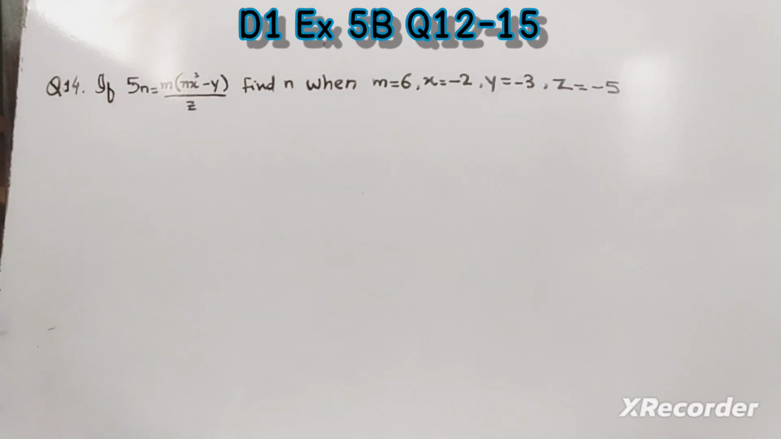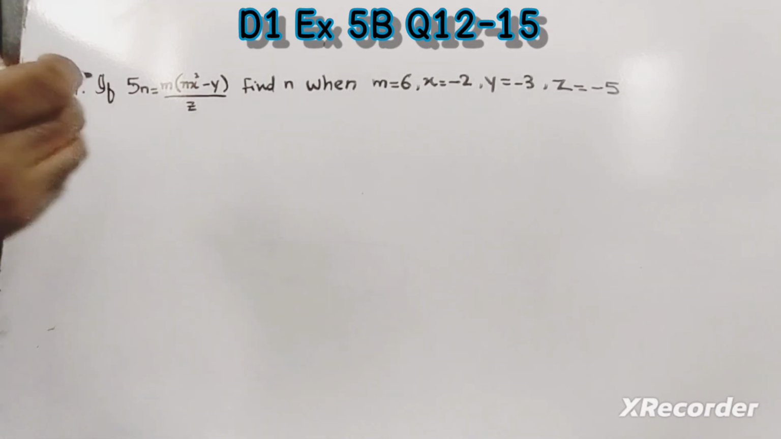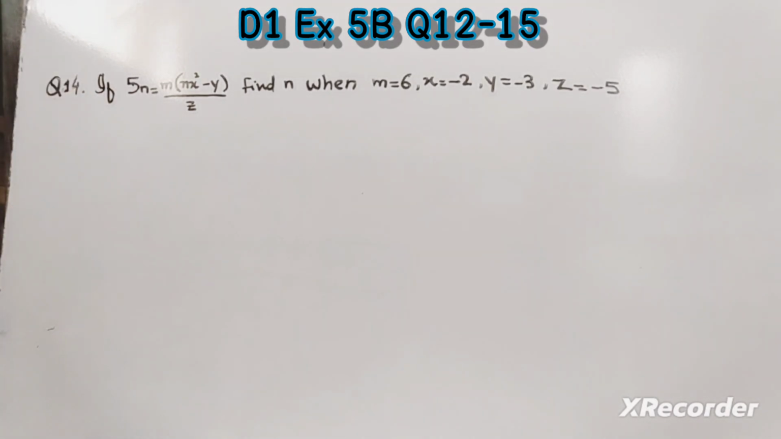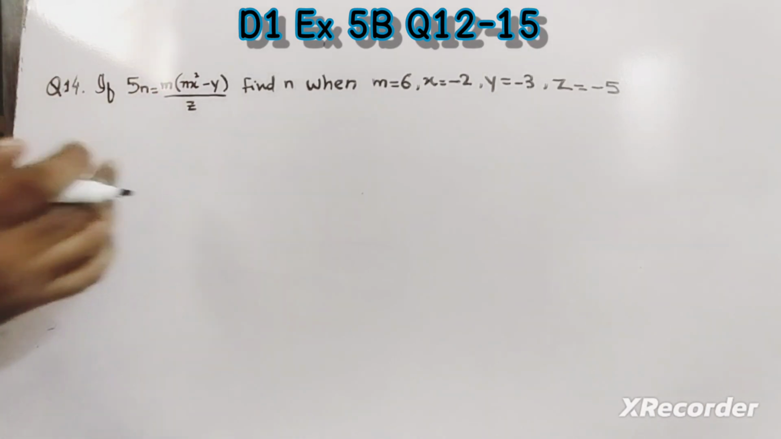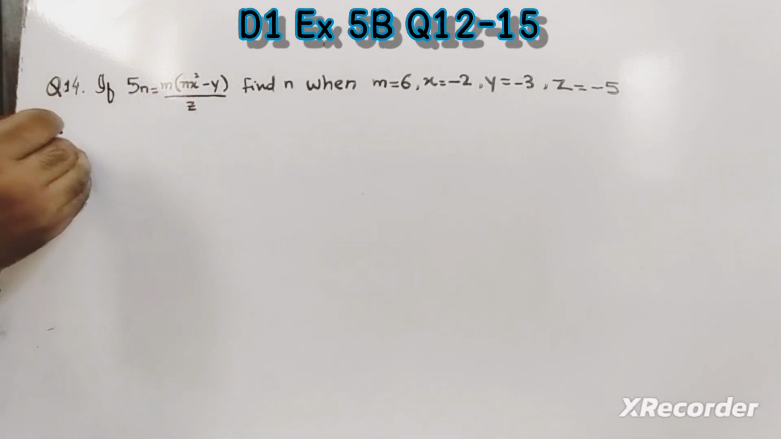Now moving towards question number 14, that is a tough one. Let's start to solve it. 5n is equal to m bracket n x square minus y bracket close upon z, find n when m is equal to 6, x is equal to minus 2, y is equal to minus 3 and z is equal to minus 5. Now we have to manipulate this formula to our required formula. Let's begin.